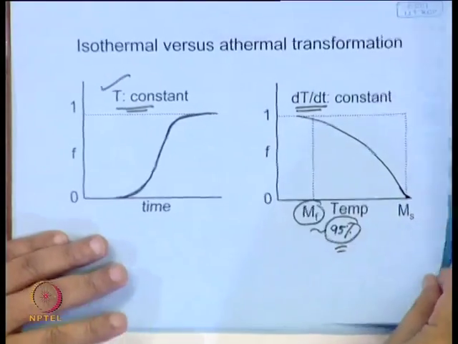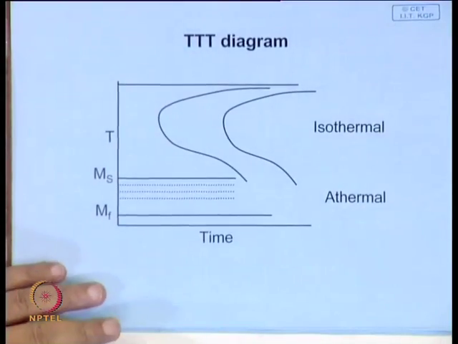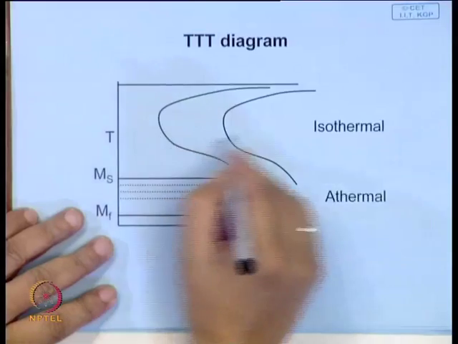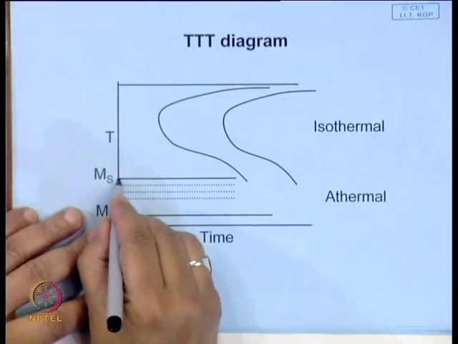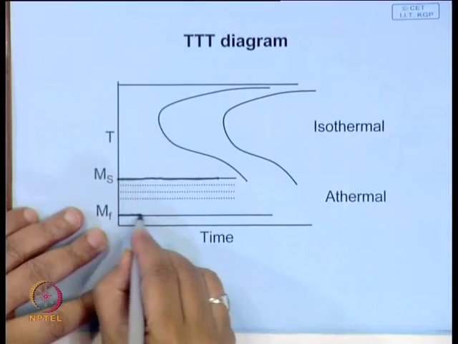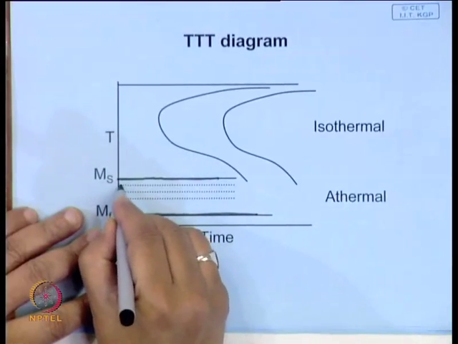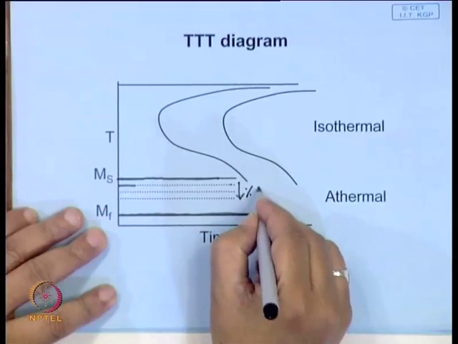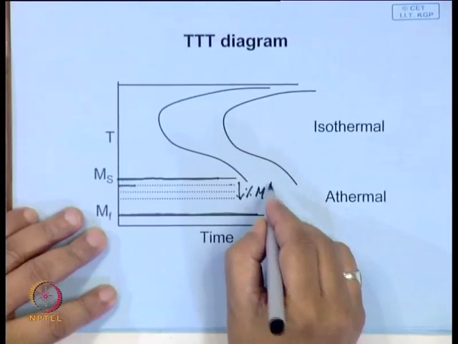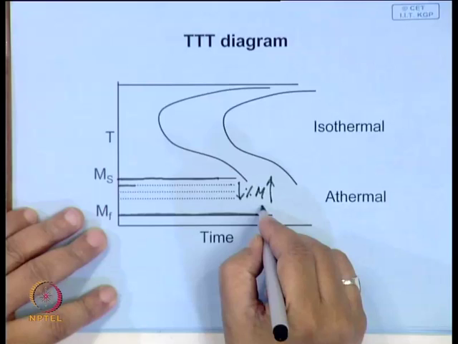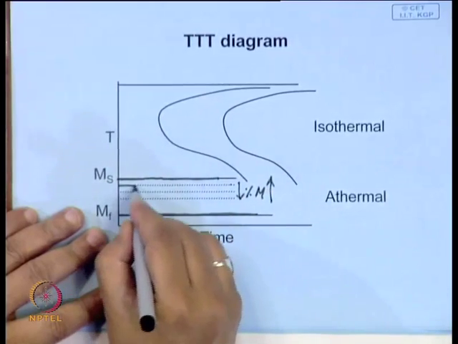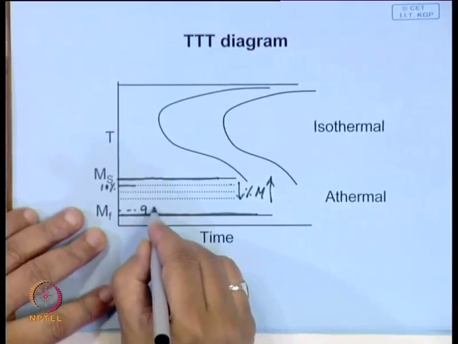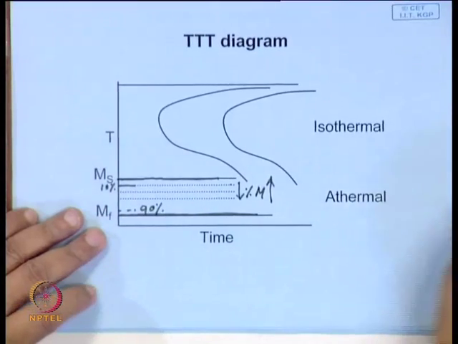So, this is the basic difference between the two, isothermal and athermal character. Isothermal will have the sheet type of shape, whereas for athermal martensite you just indicate these two temperatures, and as you go down, the percentage martensite increases. As the temperature goes down, percentage martensite goes up. So, here it may be 10%, as you come here maybe 90%.